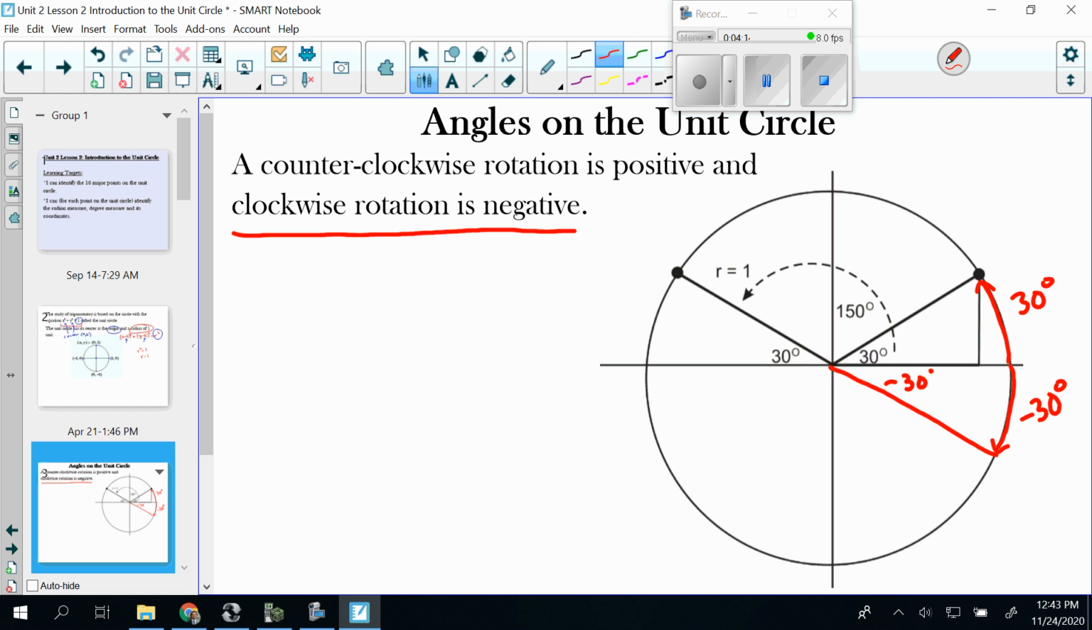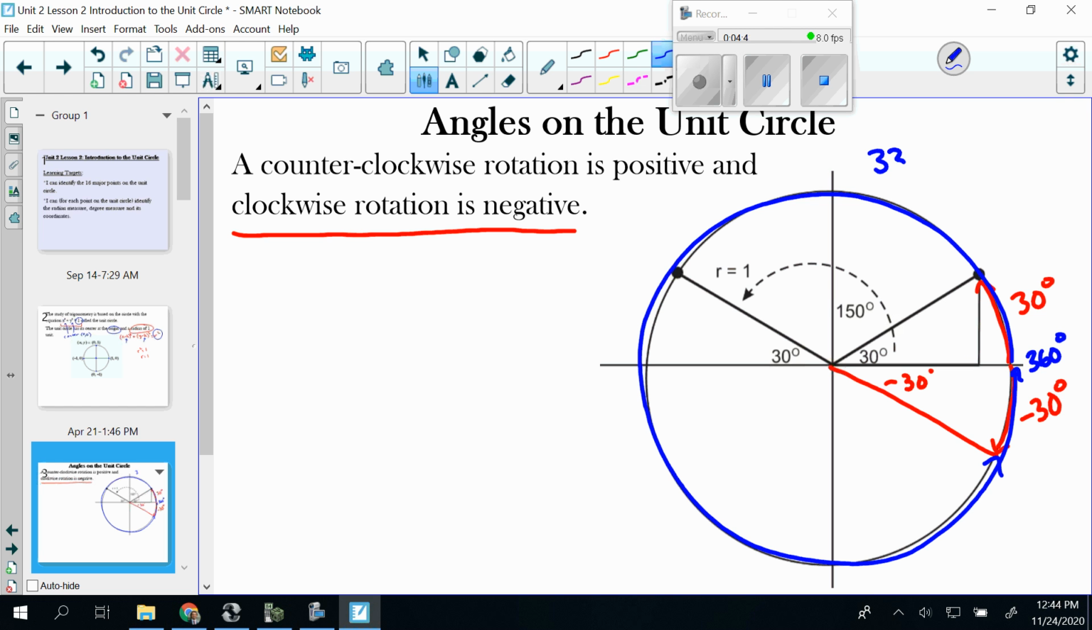Now, some other stuff related to that. Negative 30 would also be equivalent to another angle, because if I traveled all the way around the circle, that's the same as 360 degrees. And so if I stop here, 30 degrees short, that would also be the same as 330 degrees. So 330 degrees would be equal to negative 30 degrees. Those are equivalent angles. They measure the same thing, just in a different direction.